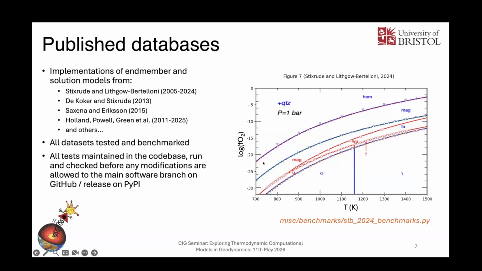All of the tests that are here are maintained within the code base. They're run and checked before any modifications are allowed to the main software branch on GitHub or the release on PyPI. So, of course, no code is perfect. We always find bugs. Every piece of thermodynamic software in the community contains bugs.